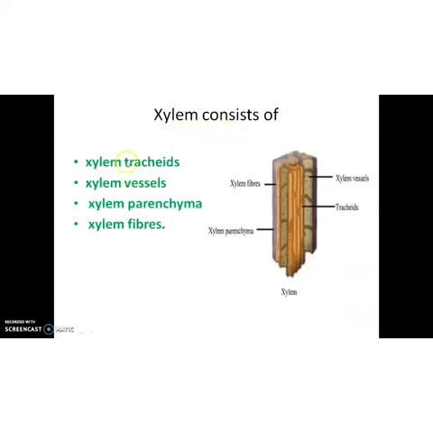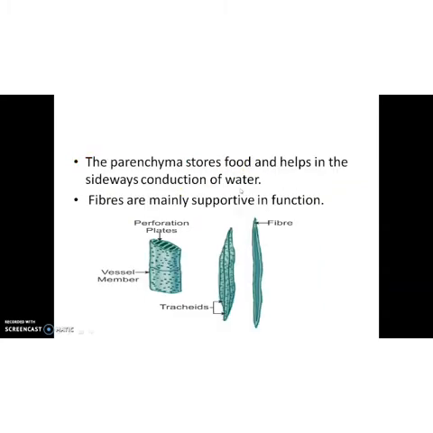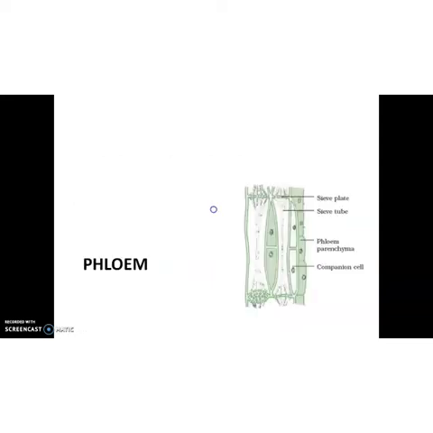Xylem consists of 4 components, xylem tracheids, xylem vessels, xylem parenchyma and xylem fibers. Tracheids and vessels are tubular structure. This allows them to transport water and minerals vertically. Parenchyma stores food and it helps for the sideways conduction of water. And the last one, xylem fibers, they are mainly supportive in function. Clear? Next one is phloem.